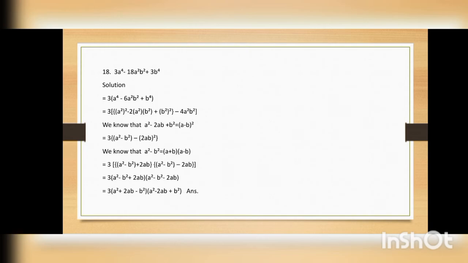The remaining terms are a^4 minus, we all know that 18 is a multiple of 3, so we have written 6a^2b^2, then our third term is b^4. Obviously we have taken 3 as common, so we cannot write 3 here with this b^4. In the second step we have just written this expression according to the left hand side of this formula, and in the third step we have written the formula of (a minus b) whole square.